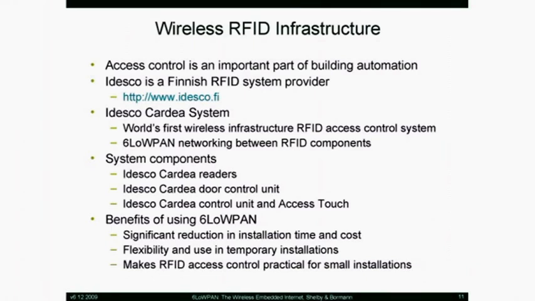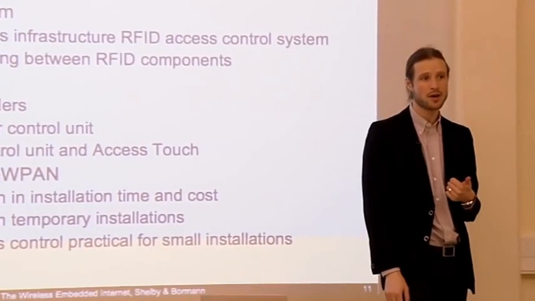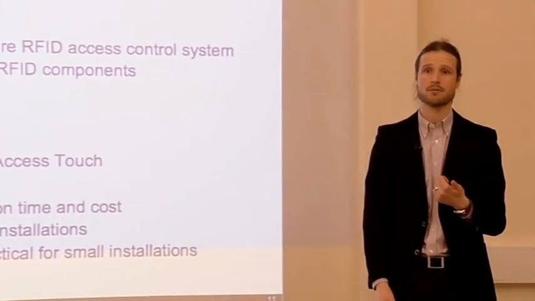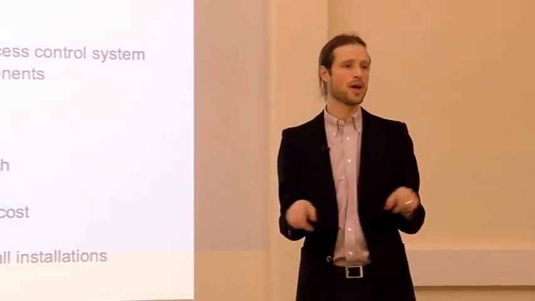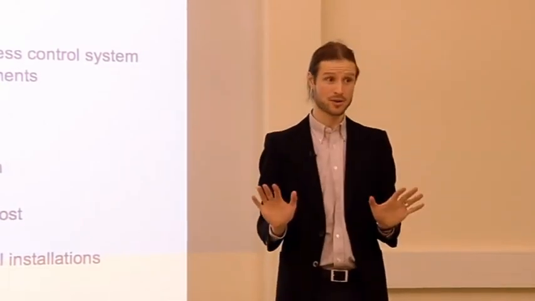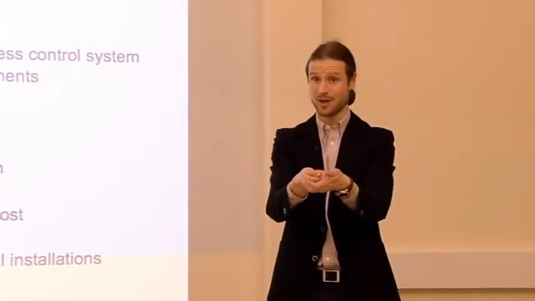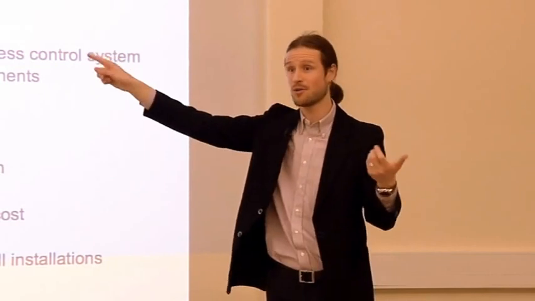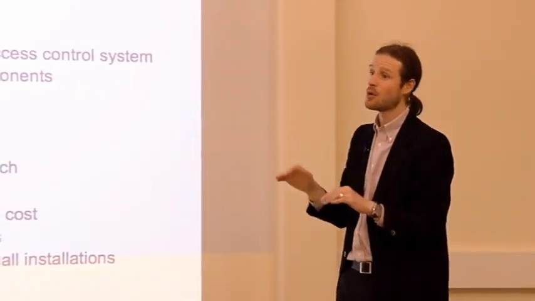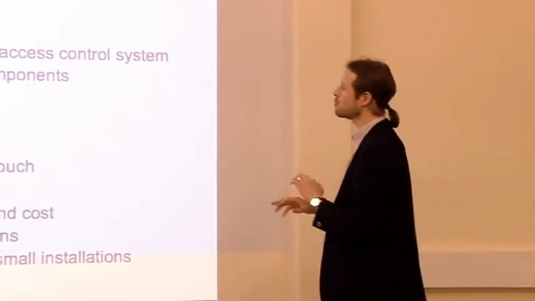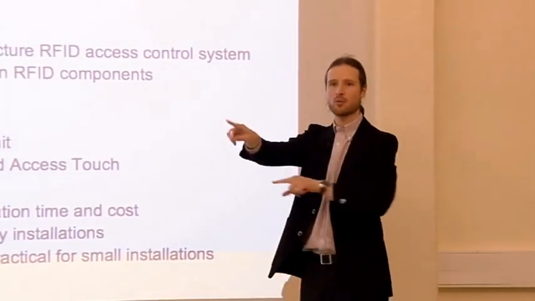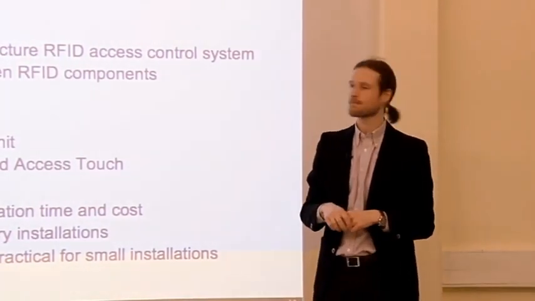So this happens to be actually one of the first, as far as I know, the first wireless RFID access control network where the backbone infrastructure is wireless. Of course, RFID is wireless. But all that stuff behind the RFID readers is a whole mess of cables. Well, no more with this. What they did here is they removed all those cables and put a 6LoWPAN network between the readers.